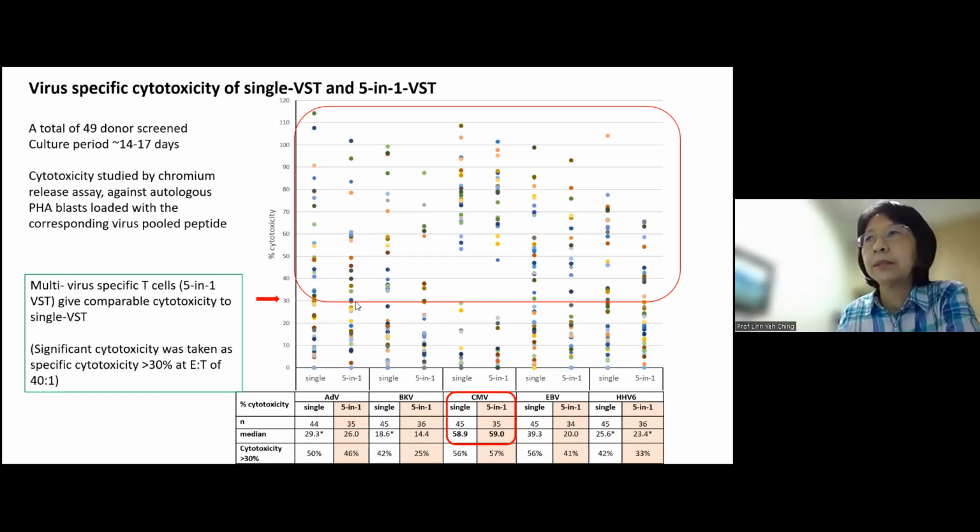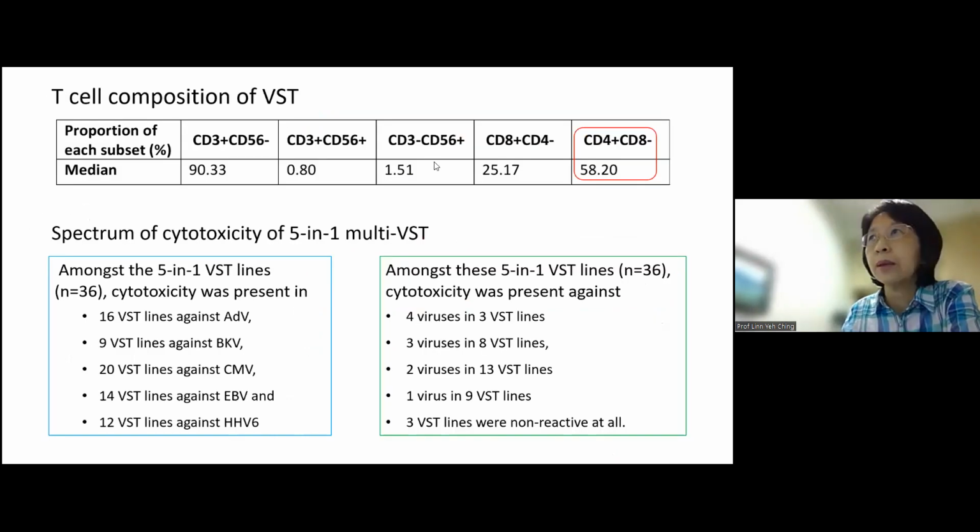If we take 30% as significant cytotoxicity, cytotoxicity above 30% was seen in 50%, 42%, 56%, 56%, 42% of single VST against adenovirus, BKV, CMV, EBV, and HHV6. And for the 5-in-1 VSTs, as shown in the pink columns, you can see the cytotoxicity is also comparable to the single VST in their specific cytotoxicity against each of these 5 viruses. This table shows the T cell phenotype, T cell subset of the VST, which consists mainly of CD4, more CD4 than CD8 T cells, and with minimal NK cells or NK-like T cells.